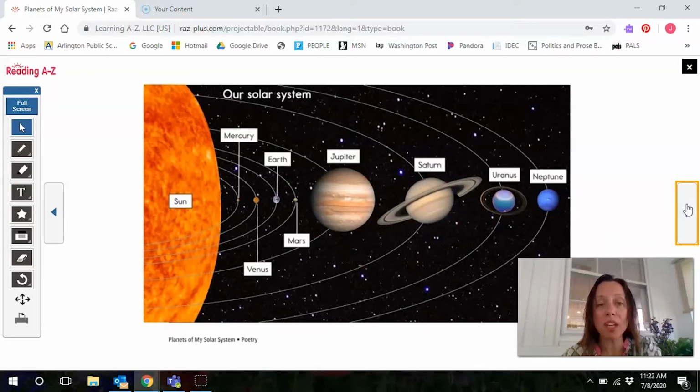Here is a picture of our solar system. Here is the sun, and we're going to look at the planet Mercury, which is the closest to the sun. Then we're going to look at the planet Venus. We're going to read about Earth, our planet, which is the third planet from the sun. And if we have time, let's look at Mars too. But remember, if we don't, you can go back to Reading A to Z and look at all the planets in this shared reading.